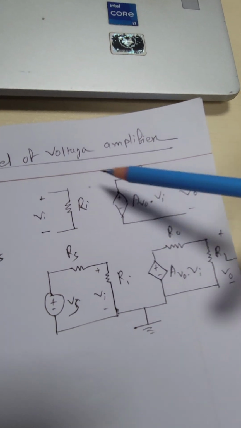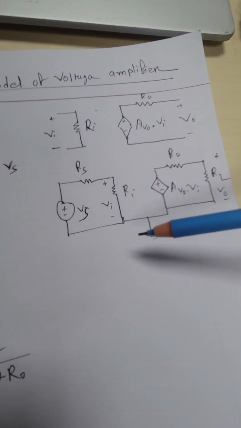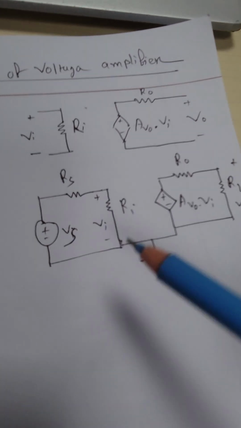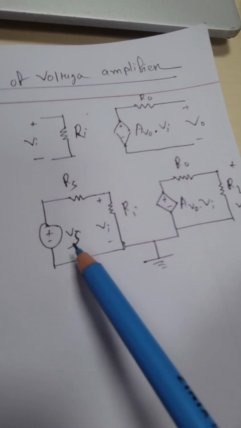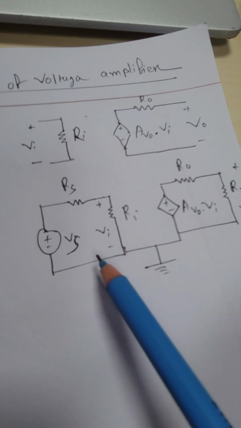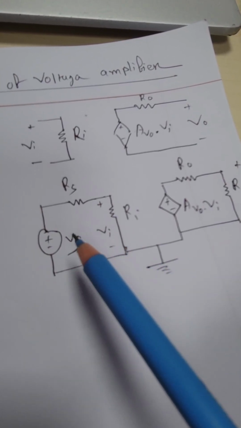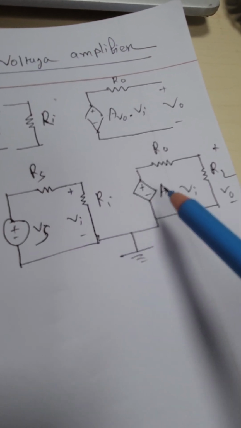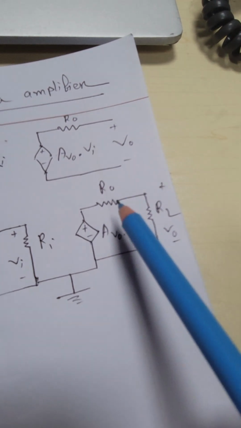The first figure is the open circuit, and the second is given with a voltage source and a load. We can see there's a voltage source, Vs, with a source resistance, and then at the amplifier input it gets Vi, so there's a bit of a loss here. On the output side it gets amplified by the factor of A, and then there's the output resistance.